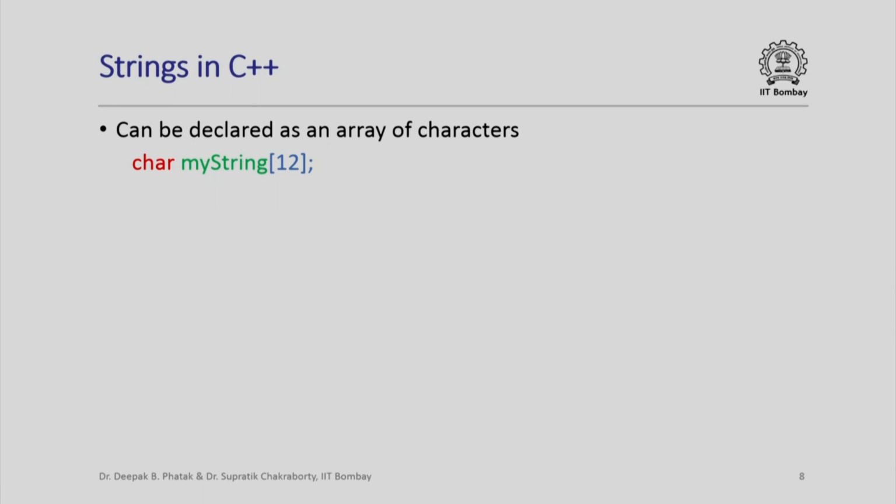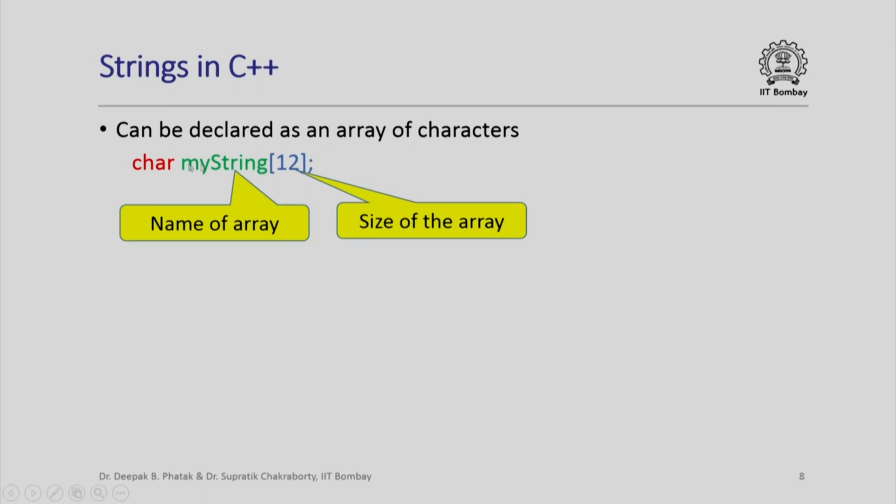The strings in C++ can be declared as an array of characters. So, I could say char, then there is an array name and this is the size of the array. So, as I said, this is the name of the array and that is the size of the array. That is how you declare an array of a given size, where each element in that array is going to be of this data type char here.